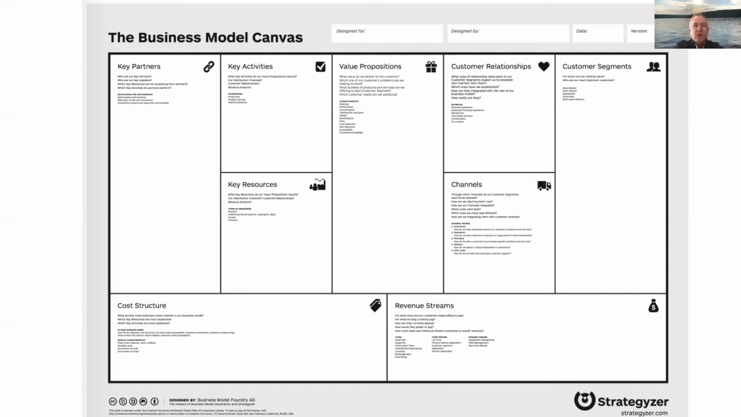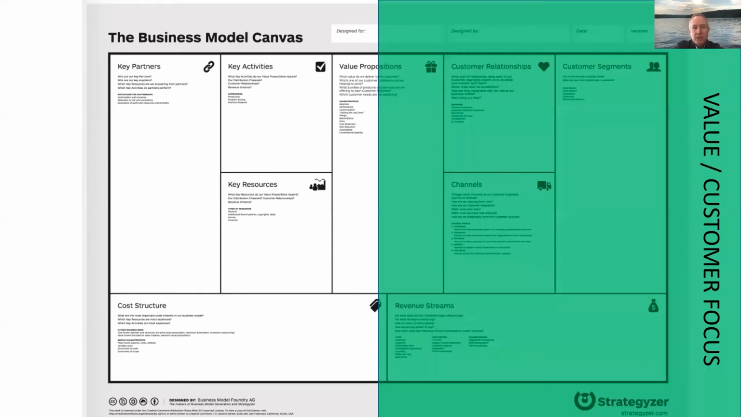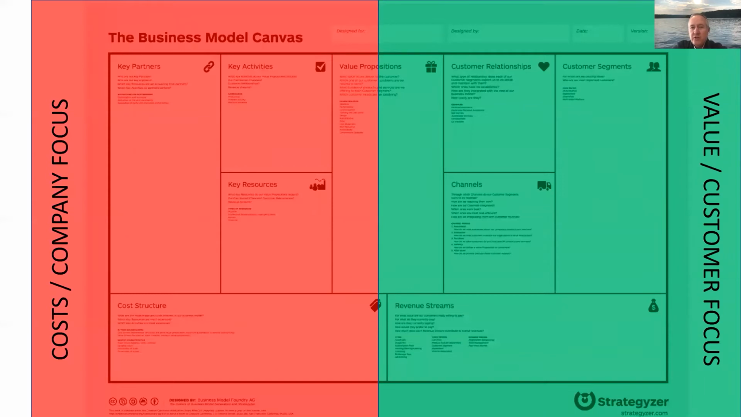So the first thing I want you to kind of notice about this tool is that it's really two halves. The right side of this tool is all focused externally and on the customer, right? So what are the customer segments? What are the value propositions for each of those customer segments? How do they pay me? How do they find me? What are their expectations, right? Those are the kinds of things that are all focused on the right side of this tool. On the left side is really more internally focused.